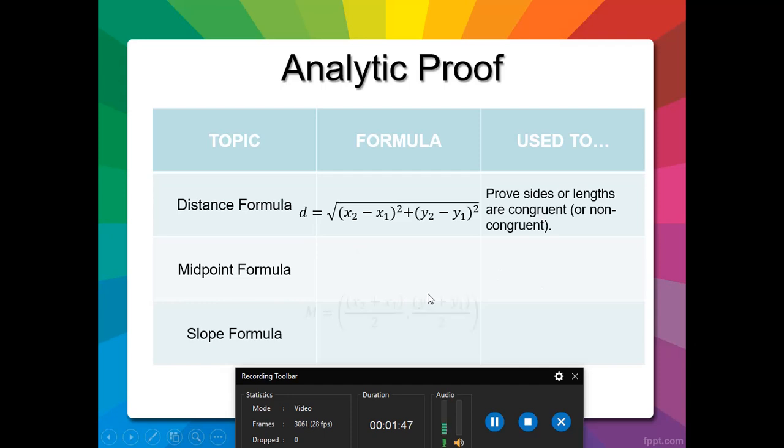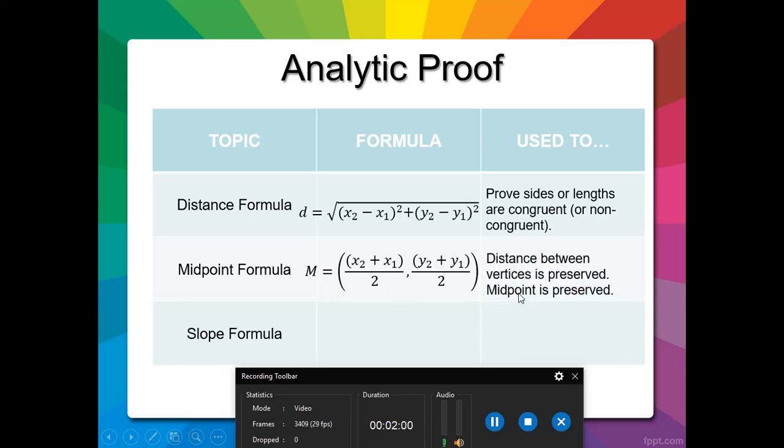The midpoint formula isn't used as much, but in this method we add the x's, divide by 2, add the y's, divide by 2. Remember, we use capital M, and this is just an average location. So you can show that distance between points is preserved, or that the location of the midpoint is preserved. But again, sometimes they just ask you to calculate the midpoint. They don't really ask you to prove anything with it.